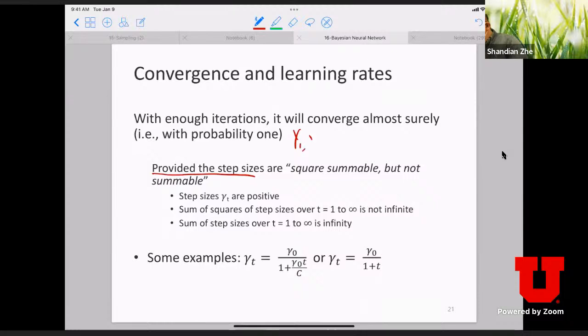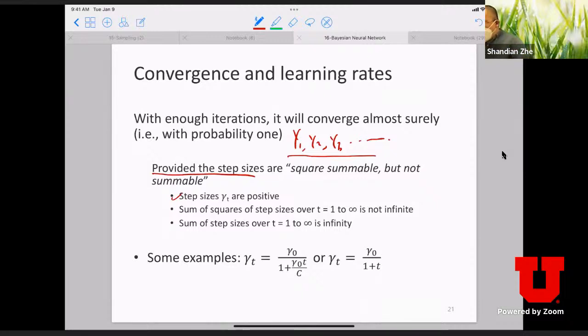Positive numbers, gamma 1, gamma 2, gamma 3. You can view it as a series, right? So we need to guarantee that this sequence of step sizes is square summable, but not summable. What does it mean? First, of course, we need step sizes that are positive. If you want to minimize, you need to make your step size positive, and then you move along the opposite direction of the gradient, right? Because the direction of the gradient actually increases the function.